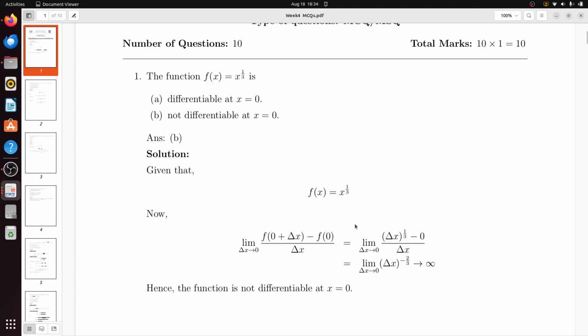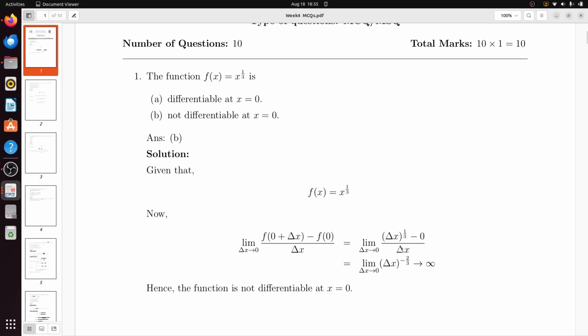This is equal to limit delta x tends to 0. So what is f of 0 plus delta x? f of 0 plus delta x is f of delta x. So how to determine f of delta x? You just put delta x instead of x in the definition of f(x) equal to x to the power 1 by 3. So you just put delta x to the power 1 by 3 minus 0 divided by delta x. Now just use the basic concept of powers. So delta x to the power 1 by 3 divided by delta x.